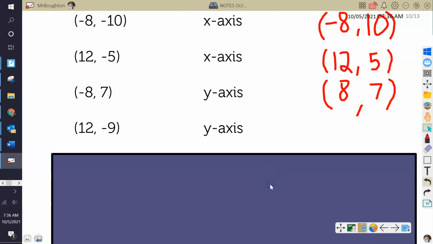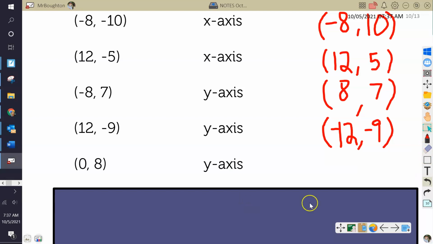All right, go ahead and do the next one. All right, once again, the y-axis, that means the y is going to stay the same and the x is the opposite. So here we go. Oh, that's a good 12 right there. All right, I think we got another one down here. All right, go ahead and do that one.